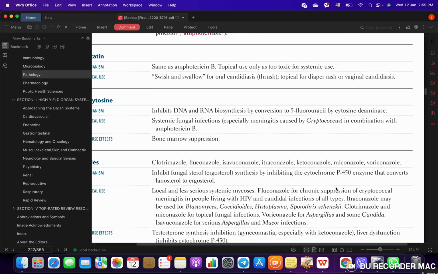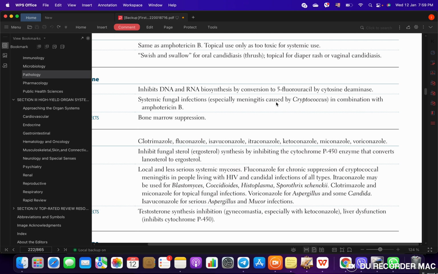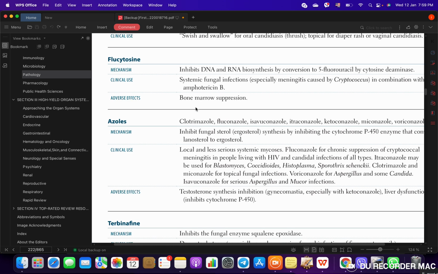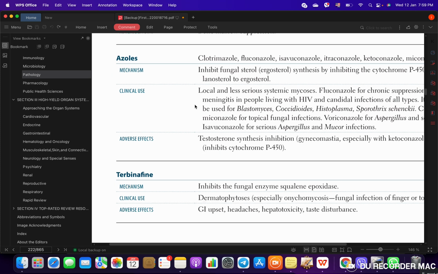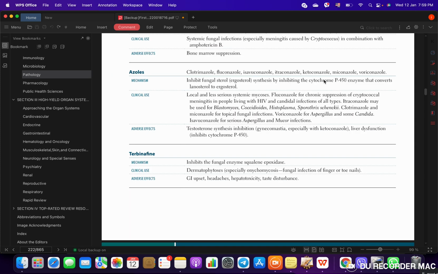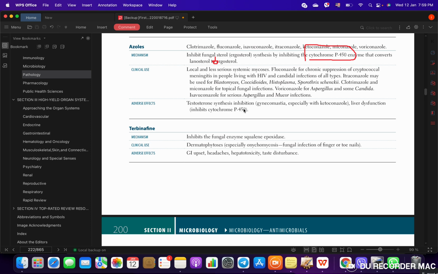Flucytosine is used for systemic fungal infections, like meningitis caused by Cryptococcus, in combination with amphotericin B. Because it functions on the DNA, inhibiting pyrimidine synthesis, it can lead to bone marrow suppression. Next, the azoles, all of the drugs that end with azole. Their mechanism is inhibition of fungal ergosterol synthesis by inhibiting the cytochrome P450 that converts lanosterol to ergosterol. So we'll have less ergosterol, which means a weaker cell membrane, which leads to easier destruction of the wall.